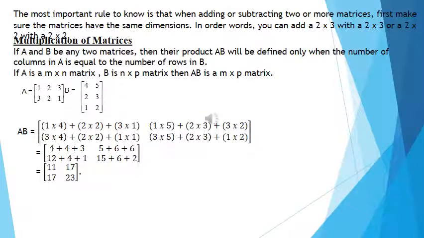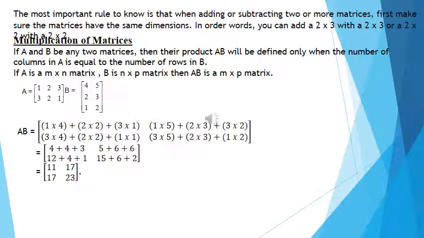The most important rule to know is that when adding or subtracting two or three matrices, we must make sure the matrices have the same dimensions. That's what I was saying. In other words, we can add a 2 by 3 with a 2 by 3, or a 2 by 2 with a 2 by 2, or a 3 by 4 with a 3 by 4 only. Like that only the order should be. Then only you can do the addition or subtraction of matrices. That is the operation of matrices.